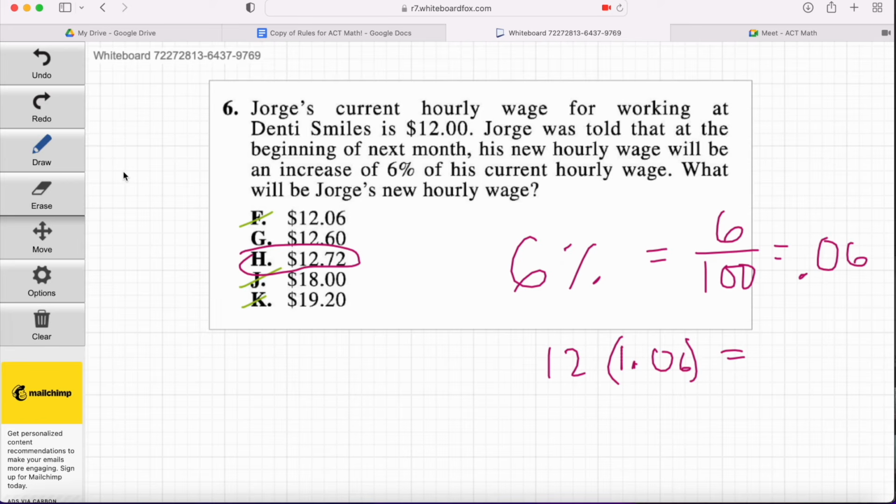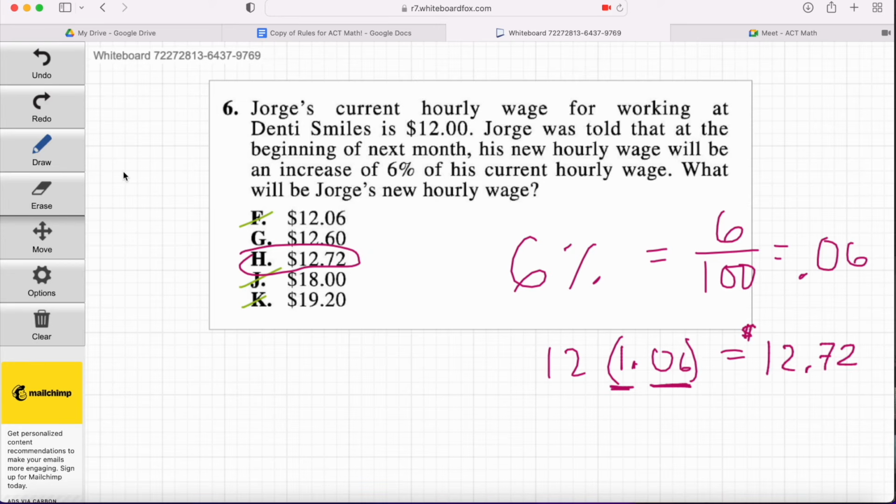Abby, first of all, what is 12 times 1? It's just 12. But we're not multiplying by 1 here, we're multiplying by 1.06. And 1.06 is literally 6% more than 1. So if you multiply 12 by 1.06, you'll get that 6% increase. Punch that in your calculator real quick. Tell me what you get. 12.72. You get the answer in one step.